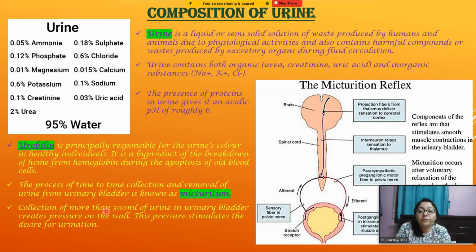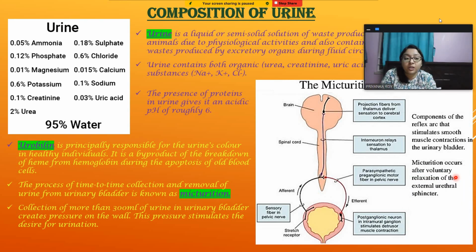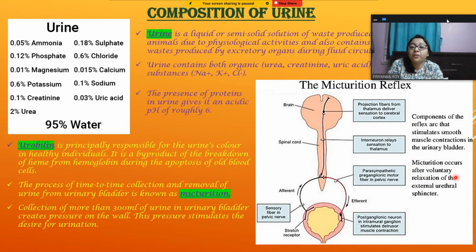The process of time to time collection and removal of urine from the urinary bladder is known as micturition. So the release of urine from the urinary bladder, the time to time urination, is known as micturition. The collection of more than 300 ml of urine in the urinary bladder creates a pressure on the walls of the bladder, and this pressure stimulates or causes the urge for urination.